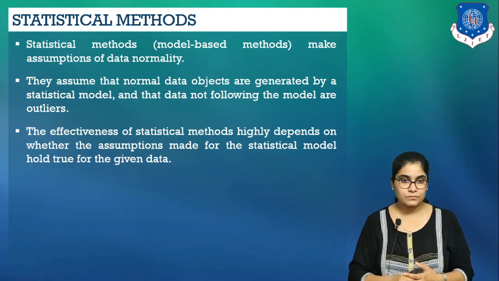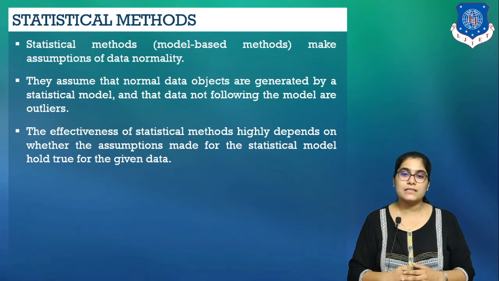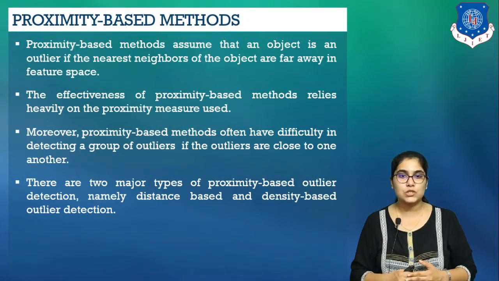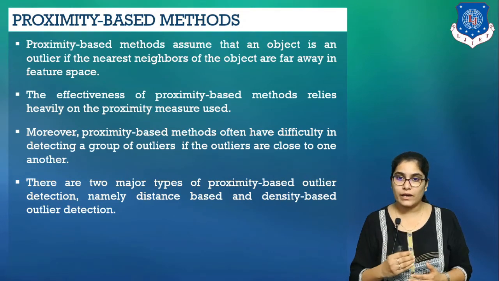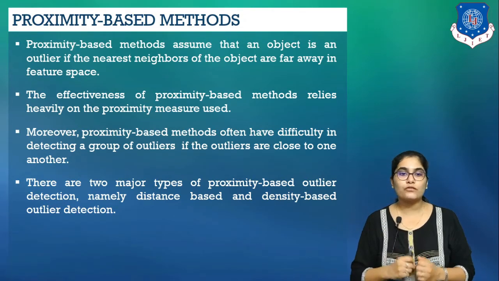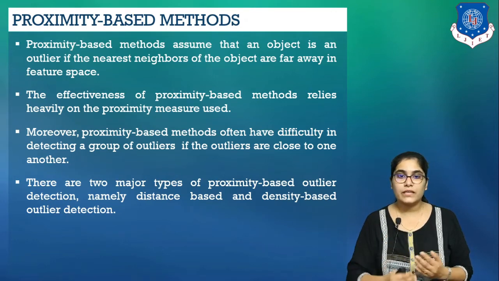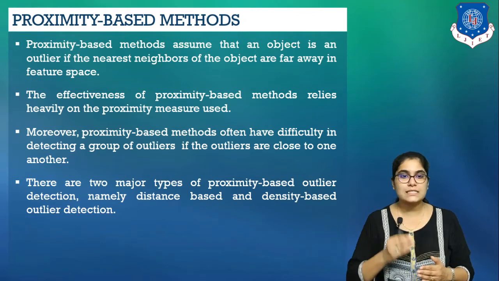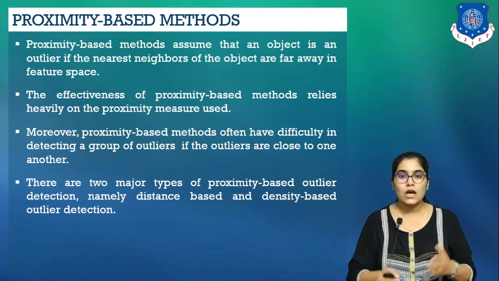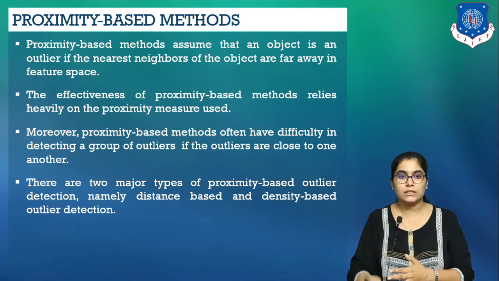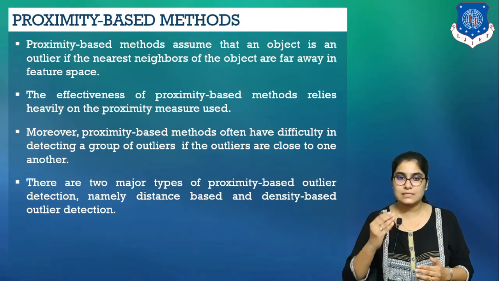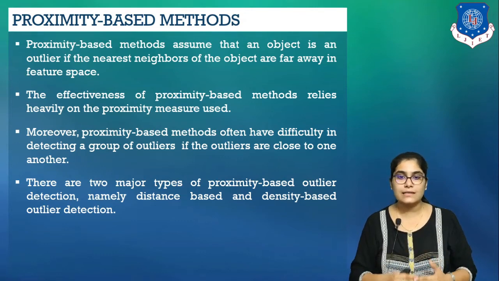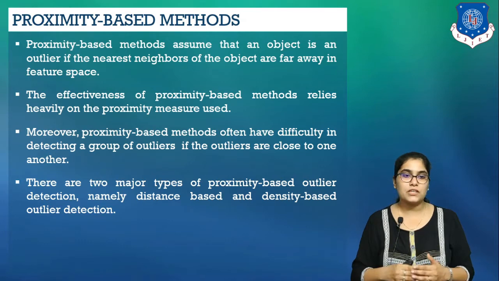Now let's discuss proximity-based methods. Proximity-based methods assume that an object is an outlier if the nearest neighbors of the object are far away in feature space. That is, the proximity of the object to its neighbors significantly deviates from the proximity of most of the other objects to their neighbors in the same data set. The effectiveness of proximity-based methods relies heavily on the proximity measure used.